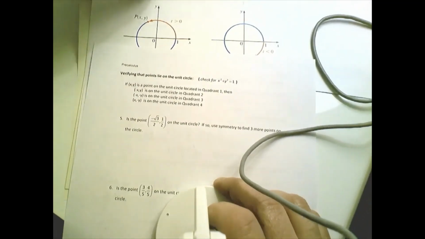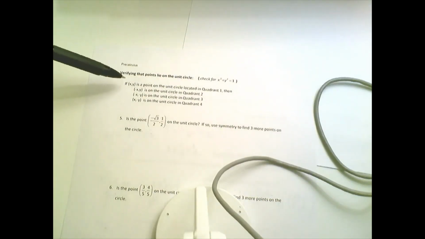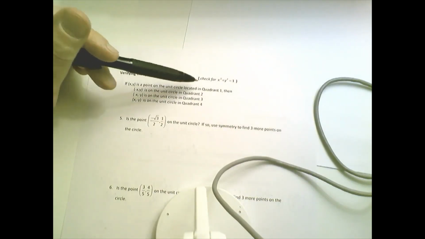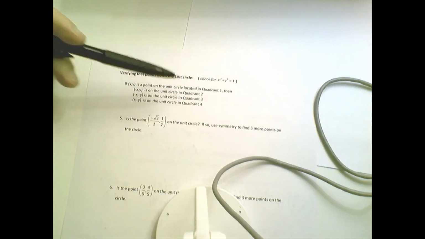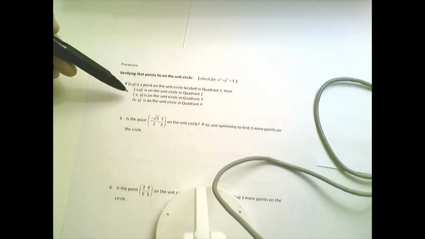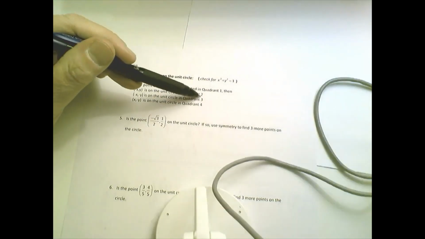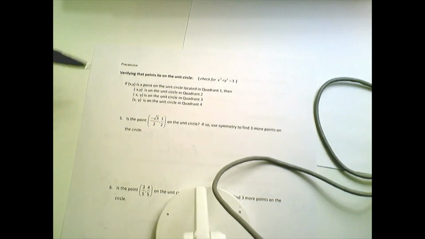A couple other pieces out of the way there for a second. Sorry about that. If (x, y) is a point on the unit circle located in quadrant 1, x and y have to be positive. What else do I know? I know its three partners, its symmetry partners: (negative x, y), (negative x, negative y), (x, negative y). They're all on the unit circle and respectively in quadrants 2, 3, and 4.